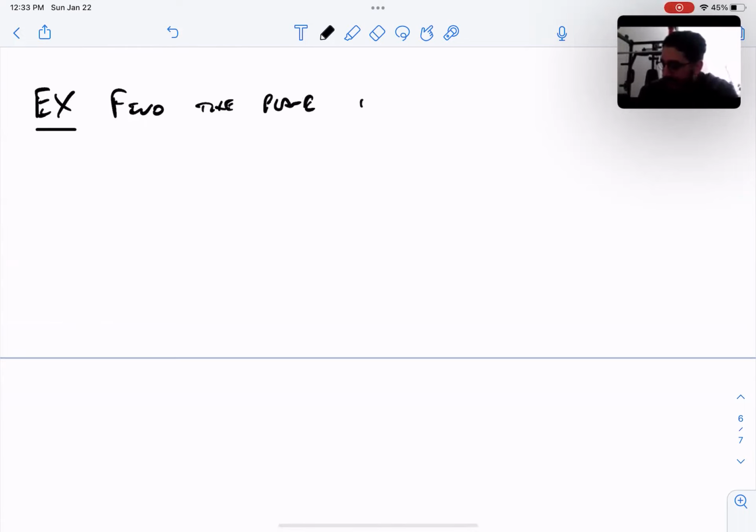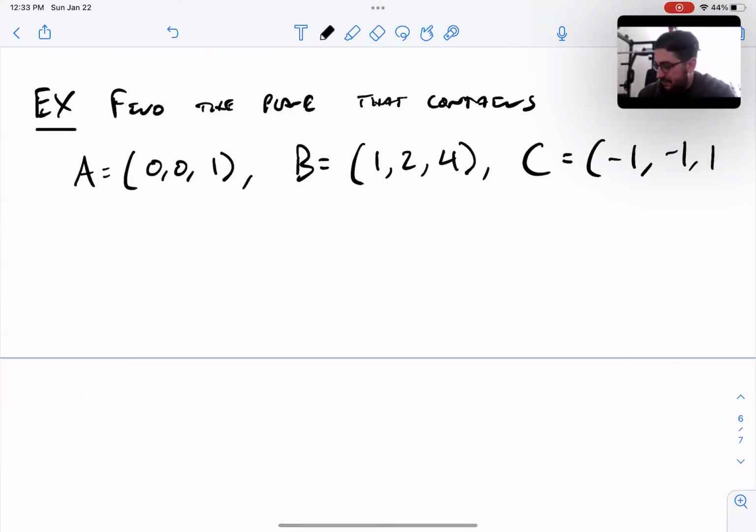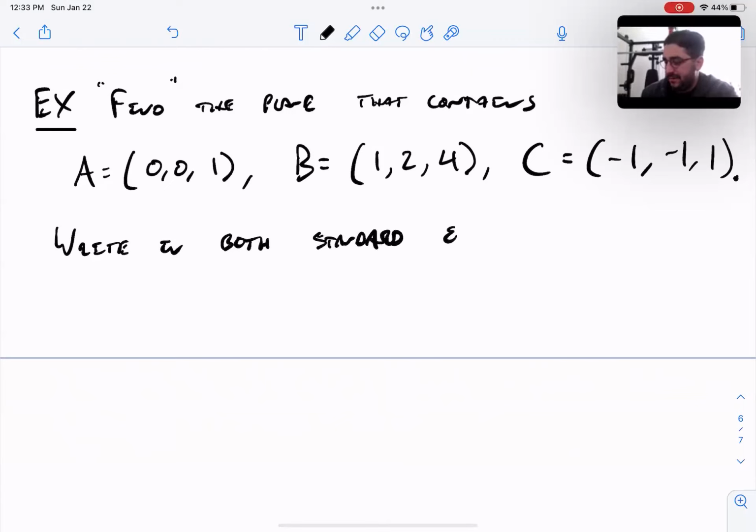So let's find the plane that contains, and let's pick 3 points. Let's say point A is 0, 0, 1. Point B, let's say, is 1, 2, 4. Let's say point C is -1, -1, 1. And when I say find it, what do I mean? I mean write it in both forms, standard form and parametric.